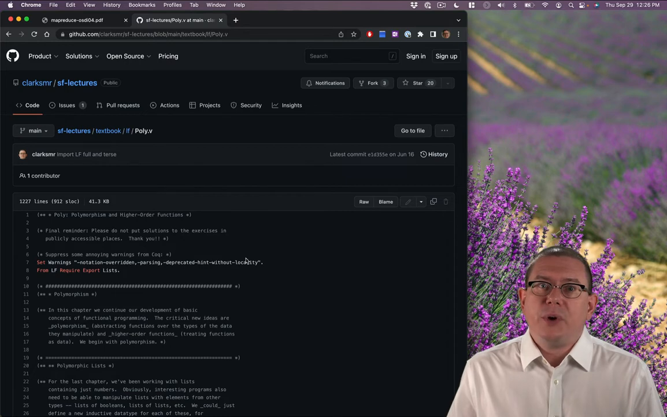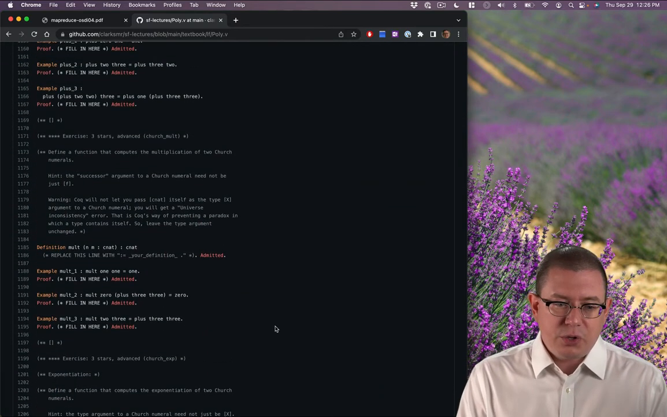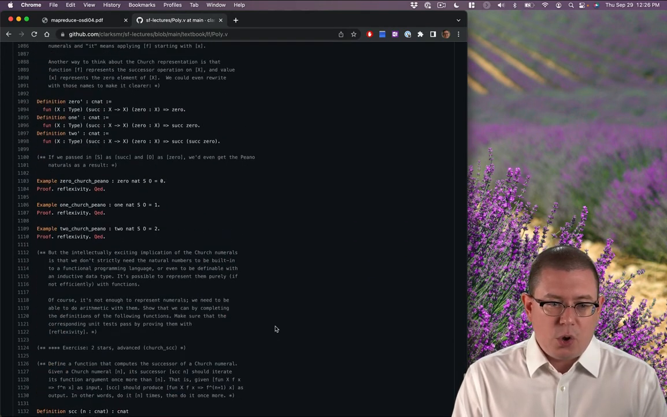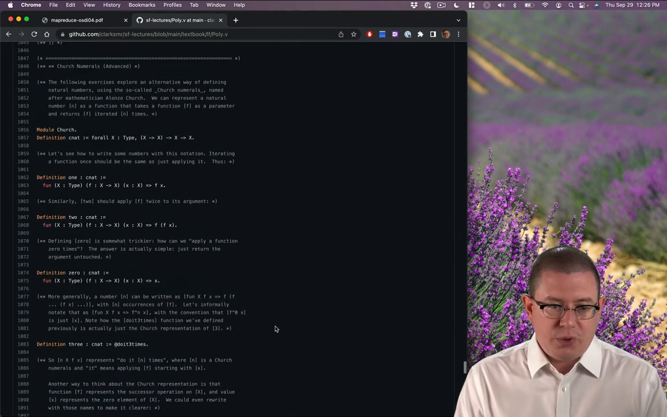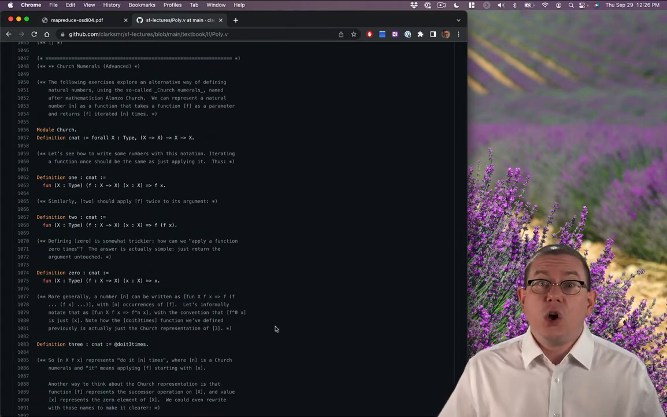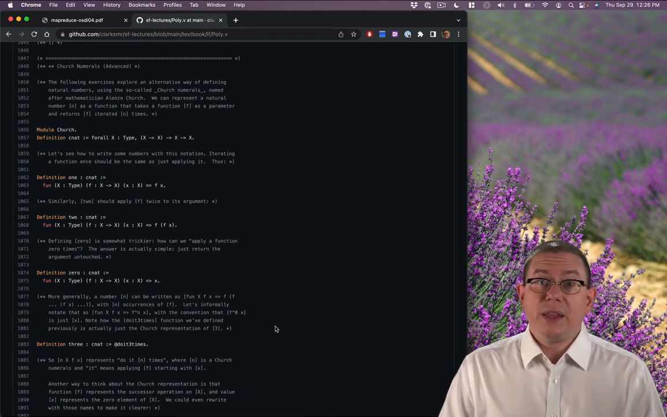Also, if you're interested in doing some really fun exercises on higher order functions, there's some really good ones at the end of this on the so-called Church natural numbers. So these are the numbers that were an encoding of natural numbers invented by Alonzo Church in the lambda calculus.